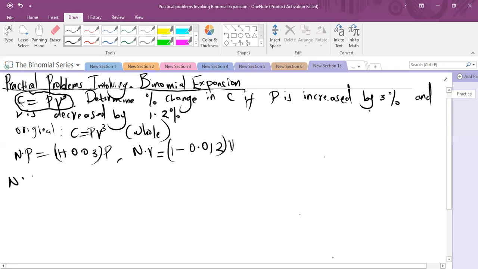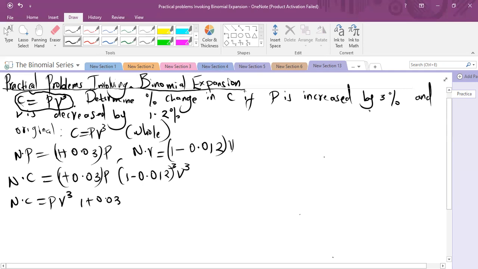So what is the new value of C? The new value of C is given by PV cubed, and this is our new P value. So this is 1 plus 0.03 P multiplied with the new value of V, 1 minus 0.012 of V, and V is cubed, so we cube this. So our new C will be given by, so write the whole of this formula. As you can see, we have PV cubed here, so I can write PV cubed here. Then the remaining bits, which we will expand using binomial theorem, 1 minus 0.012 raised to power 3.